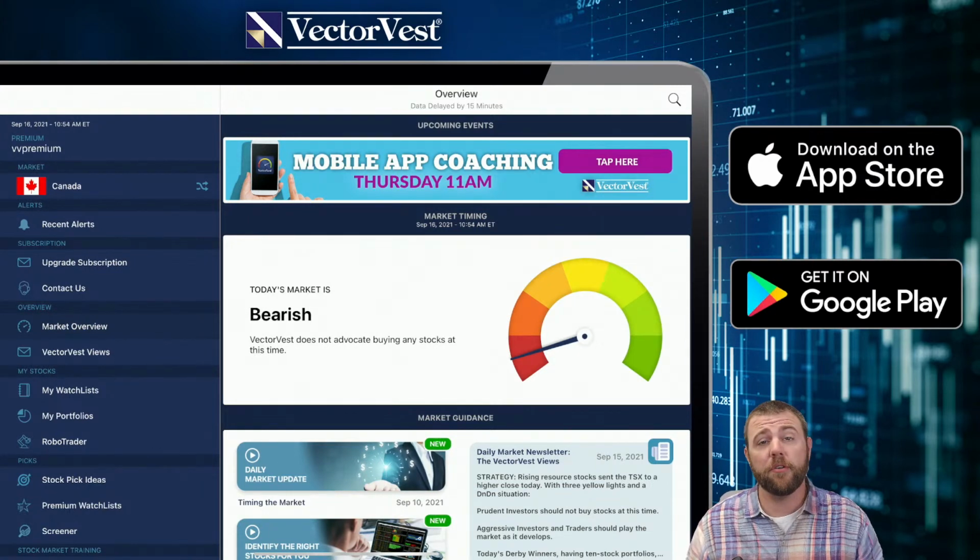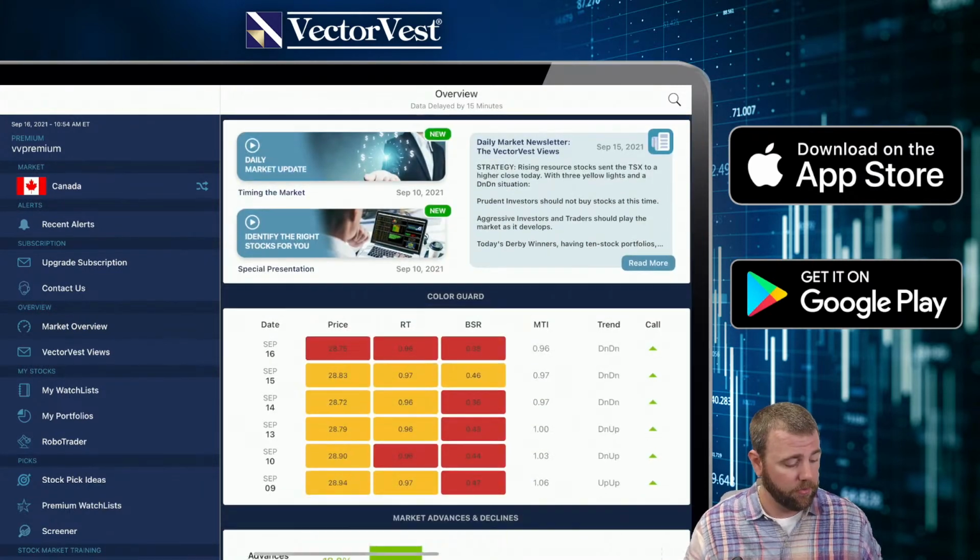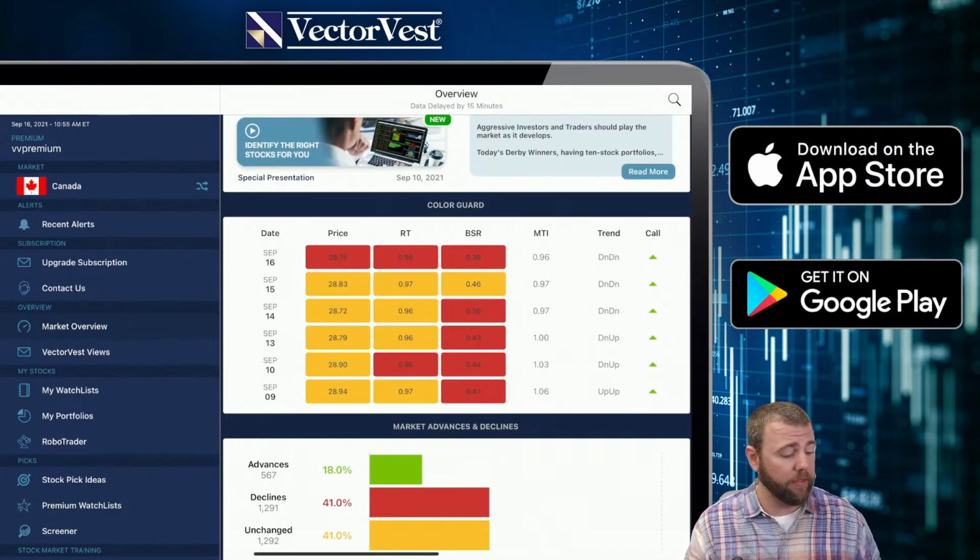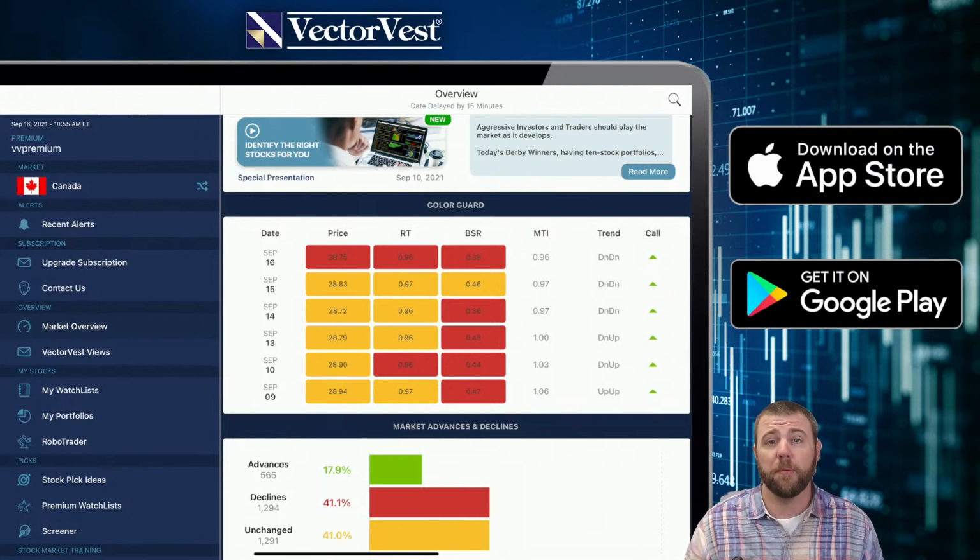So very similar to what we just saw with the U.S. markets. If we scroll down, we can see those 3 red lights once again all across the board. So price is lower day over day and week over week, so therefore the price is red. RT, same situation, lower day over day and week over week. Clearly have a red light there. Buy to sell ratio, lower day over day and week over week. So we have 3 red lights right now.